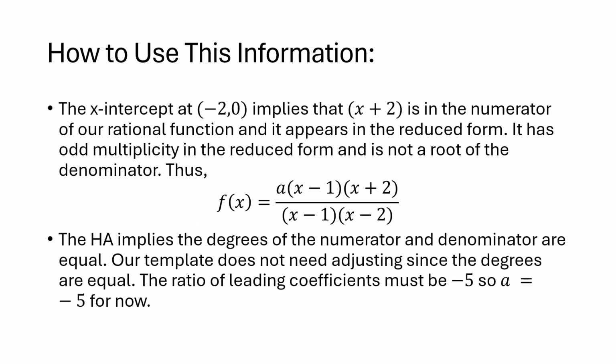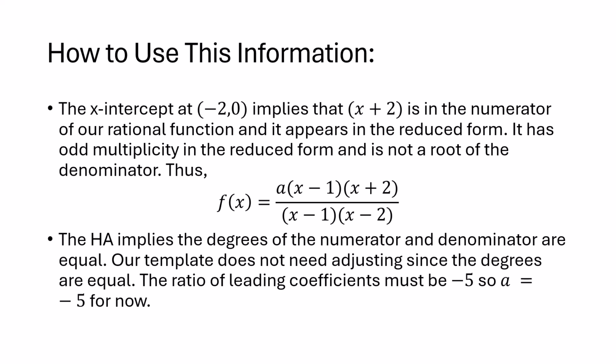The x-intercept at -2, 0 implies that x plus 2 is in the numerator of our rational function, and it appears in the reduced form. It has odd multiplicity in the reduced form, and it is not a root of the denominator. Therefore, our template right now looks like a times x minus 1 times x plus 2 in the numerator, and then in the denominator, it will be x minus 1 times x minus 2.